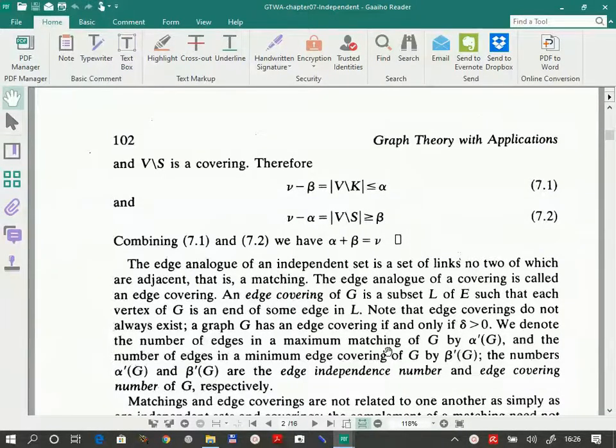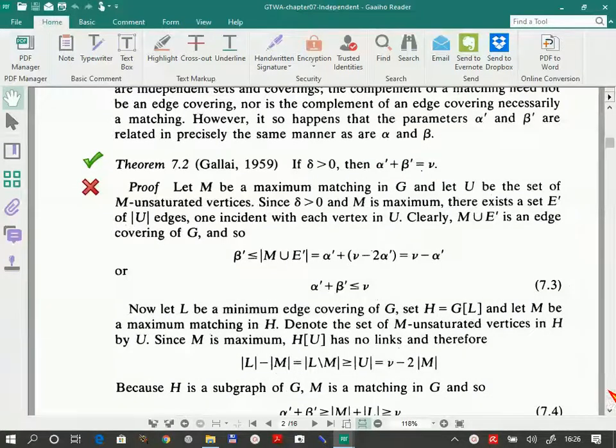We can think, well, what about a relation like the one we have just seen, alpha plus beta equals ni? Is there some relation like this? And so we call alpha prime of G the number of edges in a maximum matching, and beta prime the number of edges in a minimum edge covering. And what happens, which is much more complicated to show, is that alpha prime plus beta prime equals ni again. And that's very surprising because the theory is quite different. And so here we have alpha prime plus beta prime equals again ni.